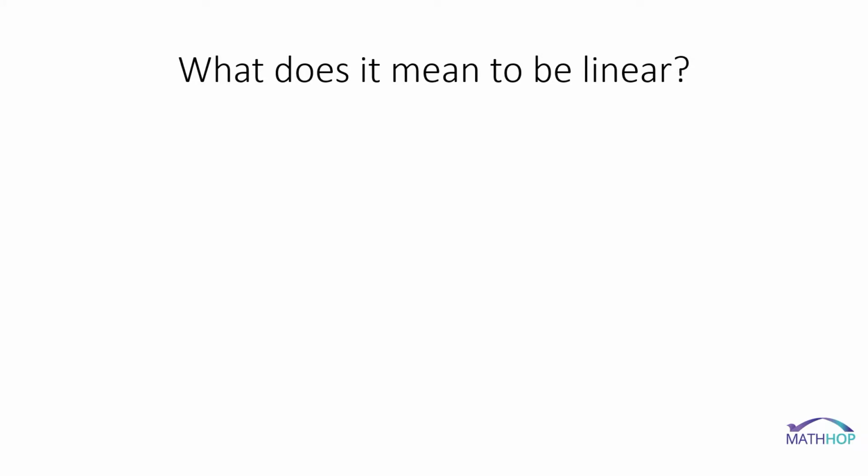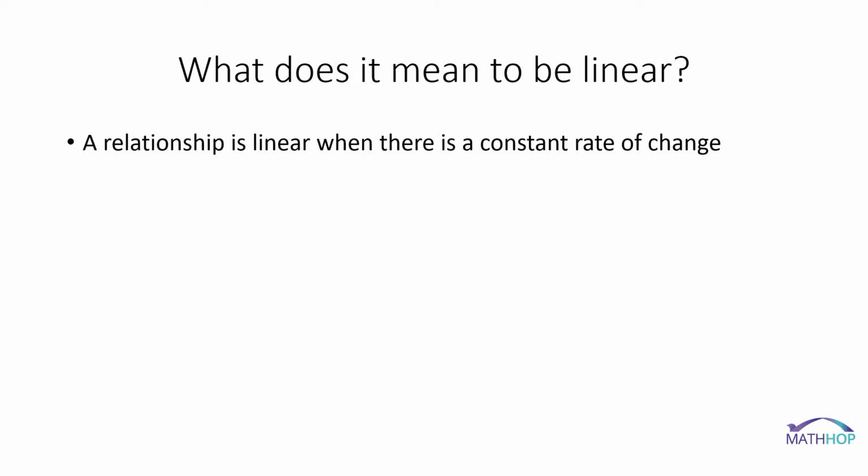So what does it mean to be linear? Well, for a relationship to be linear, there must be a constant rate of change. You must either rise or fall by the same amount each time. Let's look at this table.